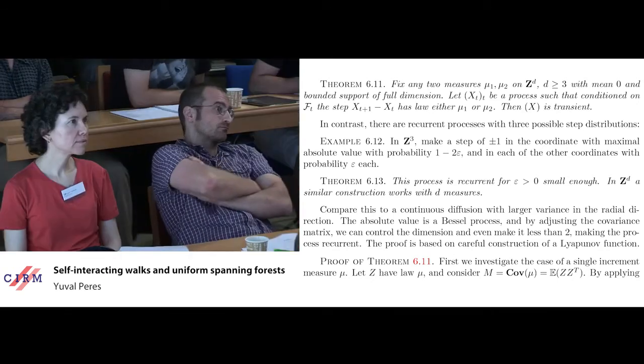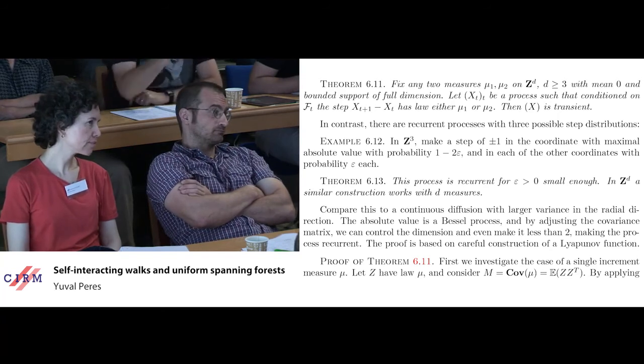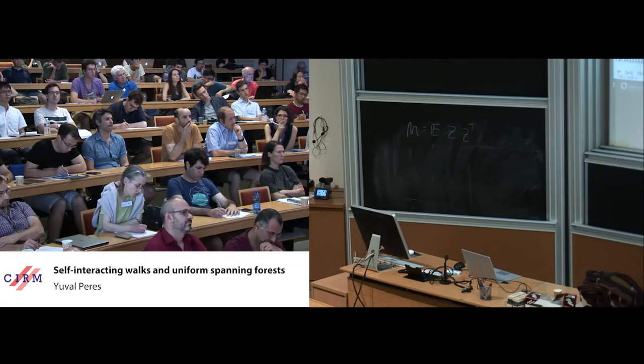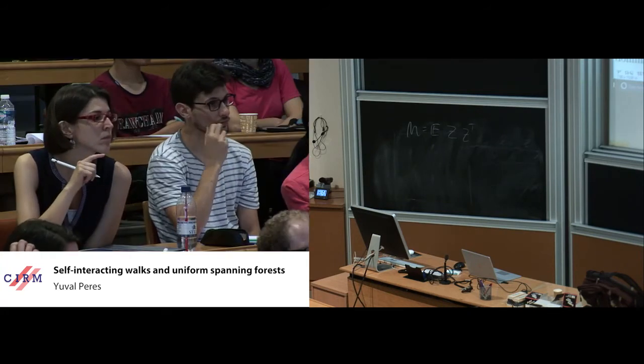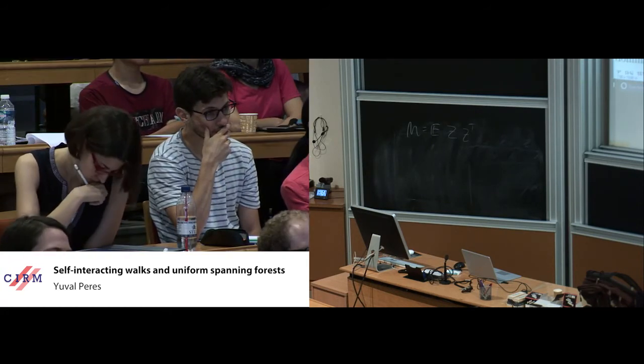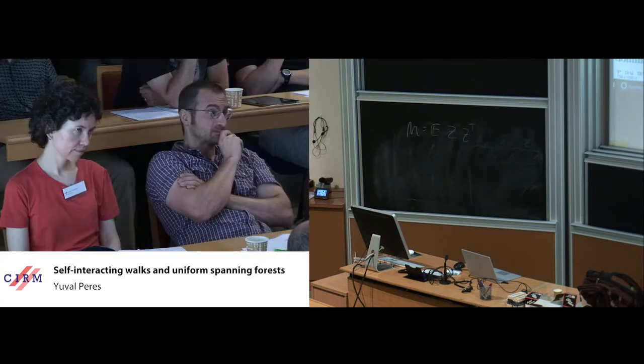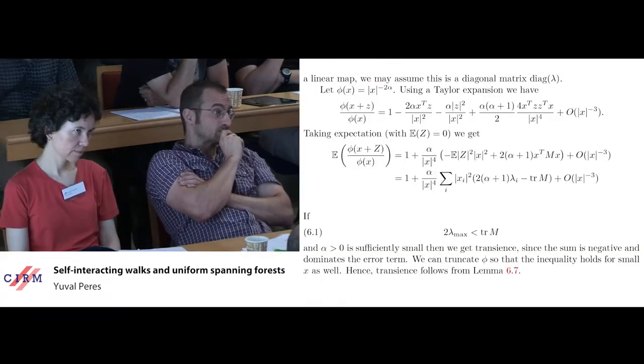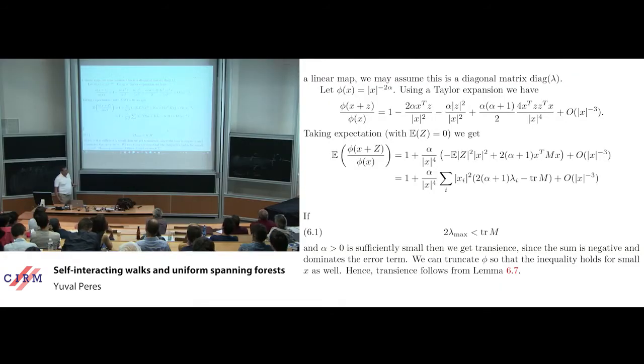So let me explain what's going on here. M is the covariance matrix for the walk. The matrix M is the expectation of Z Z transpose, so it's the covariance matrix of the walk. And lambda i are the eigenvalues of this matrix, and trace of M is the trace of this matrix, which is also the overall variance of the walk, so the sum of the variances of all the coordinates.